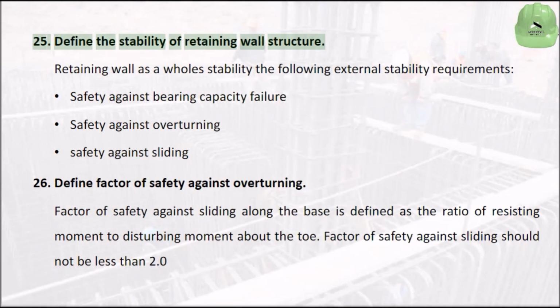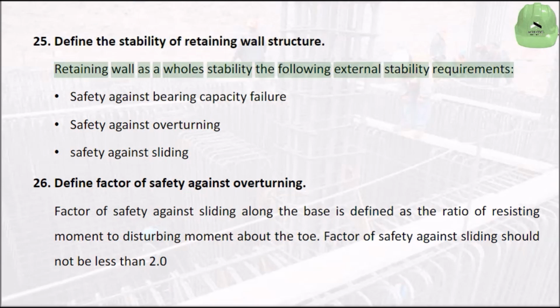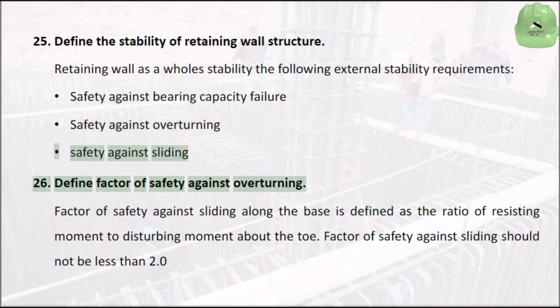Define the stability of a retaining wall structure. The retaining wall as a whole must satisfy the following external stability requirements: safety against bearing capacity failure, safety against overturning, safety against sliding.